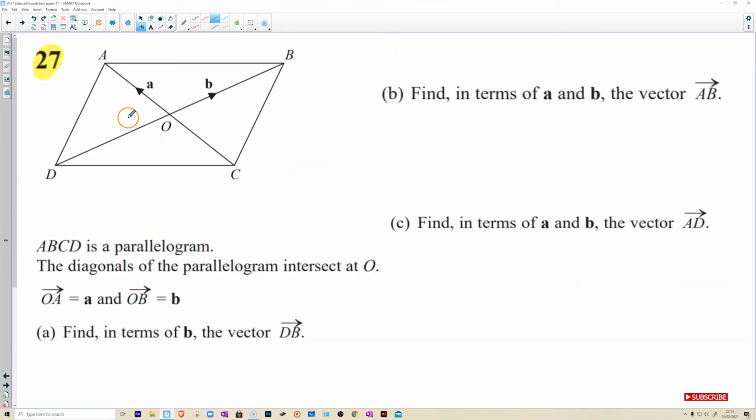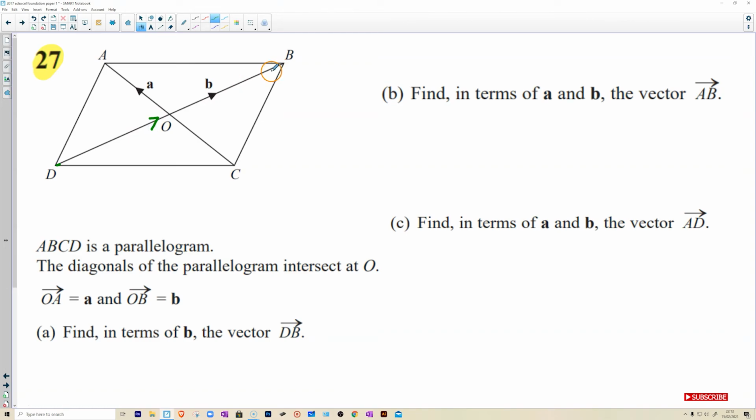Now for question 27, we have a vector question. We're told ABCD is a parallelogram. The diagonals of the parallelogram intersect at O. OA is equal to A, that's given. OB is equal to B. Find in terms of B the vector DB. So DB means from there to there.